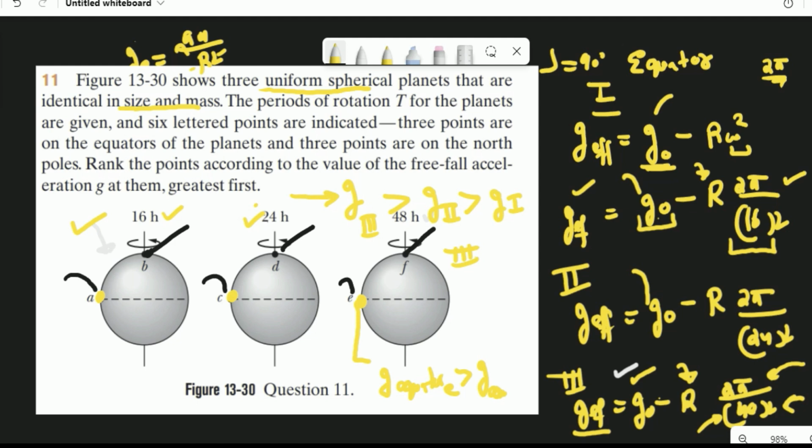If you divide something by 16 square, for example, I'm referring to the equator, if you divide it by 16 hours, this quantity will become very large, and therefore this will become the smallest. And this, for the same reason, will become the largest, right? Therefore, from the equator point of view, the third planet will exhibit the highest gravity at the equator.